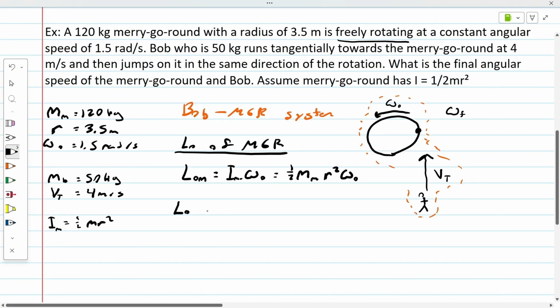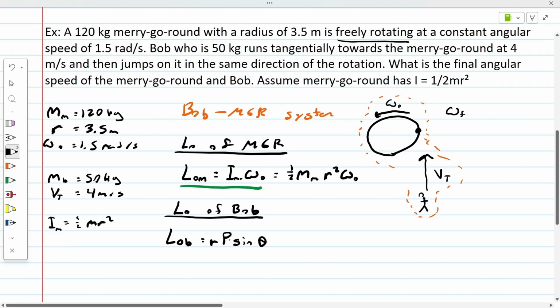Now let's get the angular momentum of Bob. It might seem weird to think of Bob having an angular momentum because he doesn't have an angular momentum with respect to his own self, but he does have an angular momentum with respect to the point that the merry-go-round is spinning about. So instead of using this form of the equation, we can use that the angular momentum of Bob is equal to the radius times his linear momentum times sine of theta.